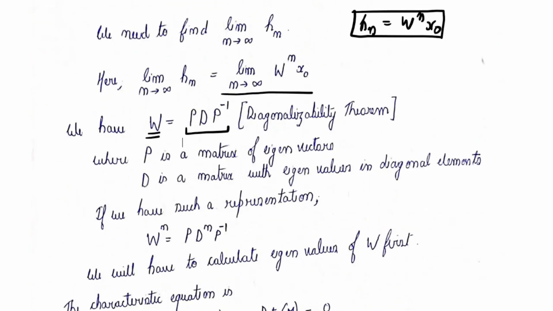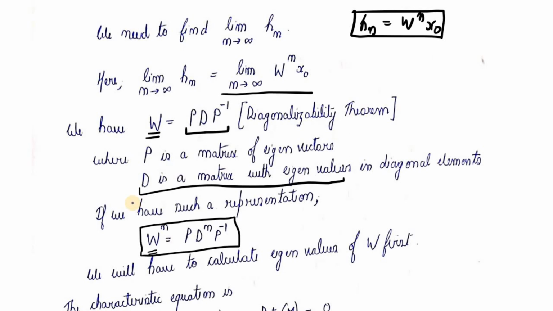Now we can easily decompose it into PDP inverse, where D is the matrix of eigenvalues in the diagonal elements, and D is a diagonal matrix only, and P is the matrix of eigenvectors corresponding to the eigenvalues. Now, if such a representation is there, and this is actually a principle of diagonalizability in the eigenvectors, so W raised to n could be represented in this form.